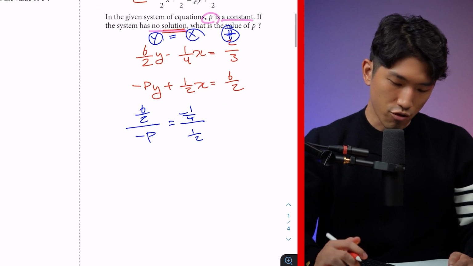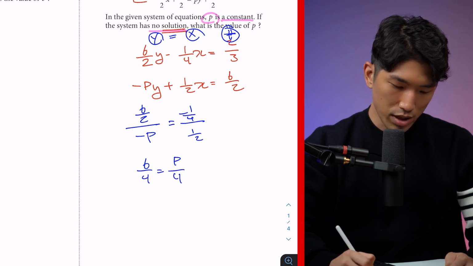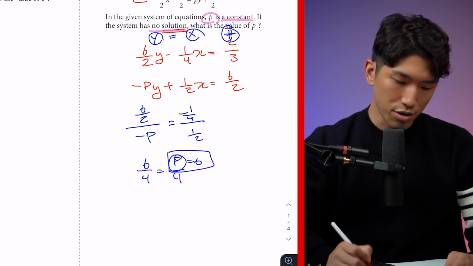So now we're just simply going to cross multiply. We're going to get 6 over 4 is equal to p over 4, which means our p has to equal 6, so our answer is going to be 6.